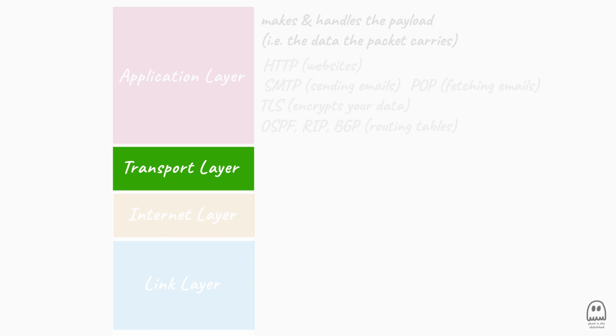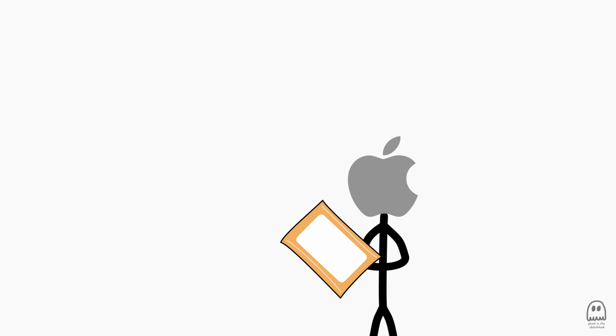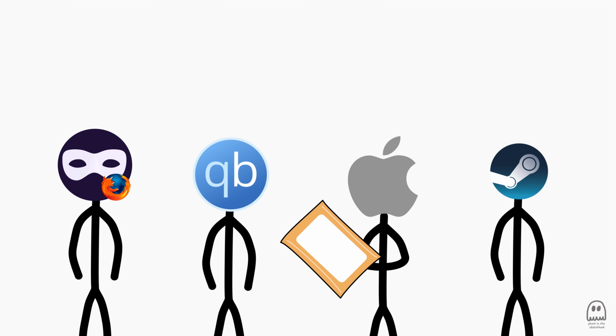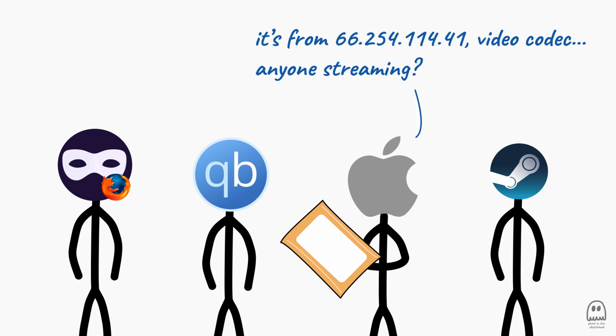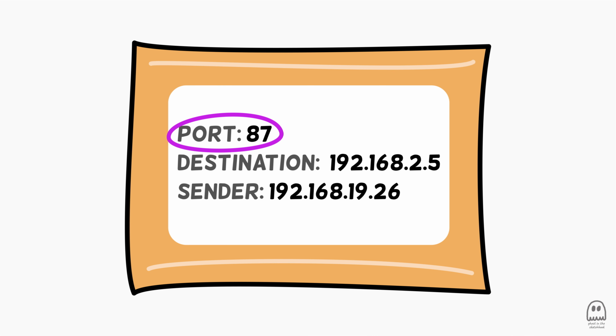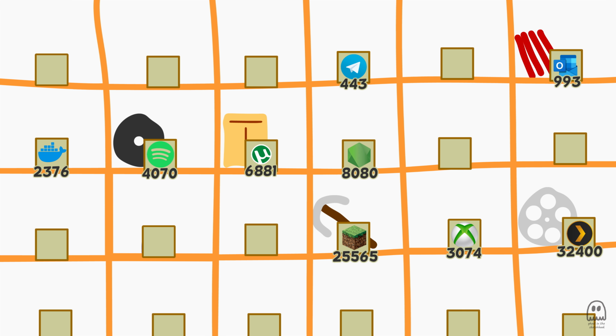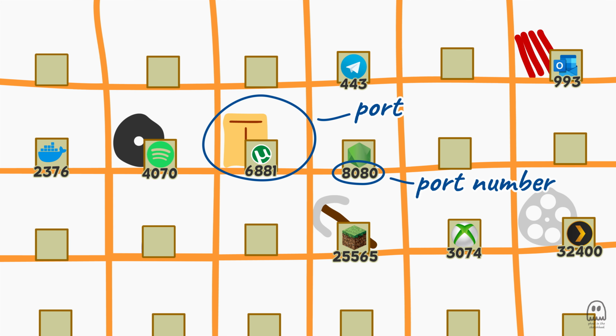Below application is the transport layer. At minimum, this describes who the payload is for. Just like houses can have many people living in them, hosts will have many apps running on them, so when a packet arrives at the host, there needs to be a way of working out who it's meant for, and how it does this is a port number. Think of each host as having a mailroom full of pigeonholes, each with an ID. The pigeonholes are the ports, and their IDs the port numbers.